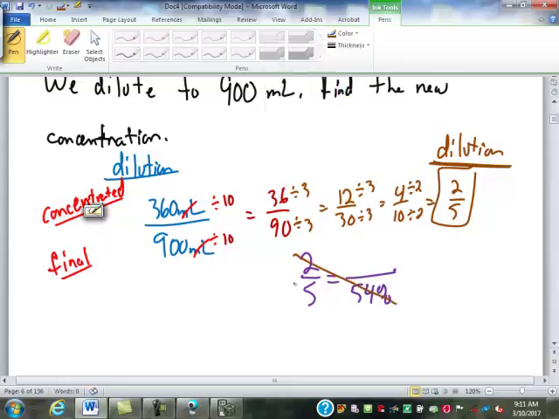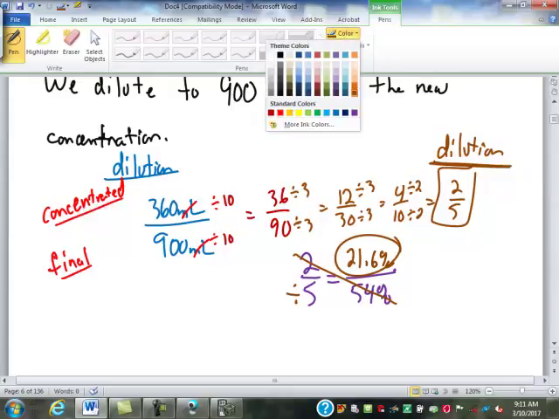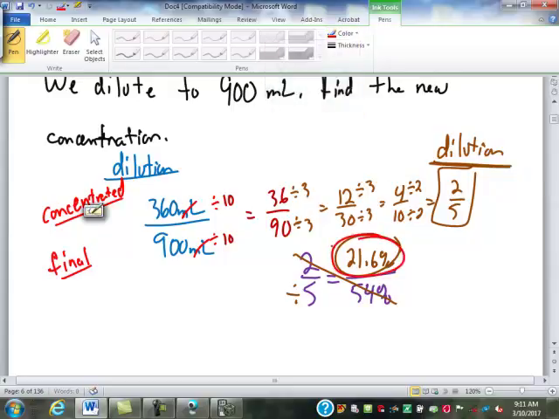2 times 54 divided by 5 is going to be, what, 21.6%, I believe. So our new solution, our new concentration is 21.6%.